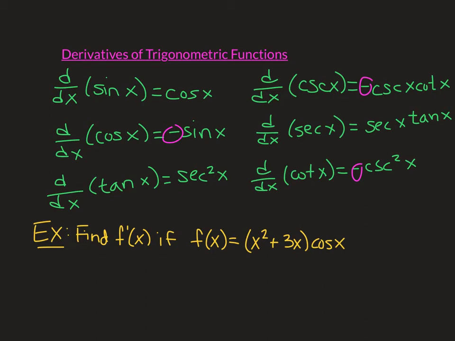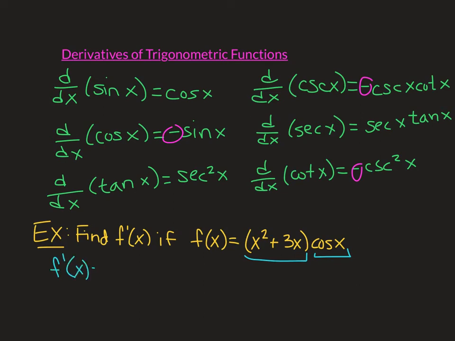You can either keep the problem written as it is and take the x squared plus 3x as your first thing and your cosine x as your second thing, or you can distribute the x squared plus 3x to the cosine, and then you will have 2 things added together and you'll do the product rule twice. It's up to you which way you want to do it. I'm going to keep this written as is.